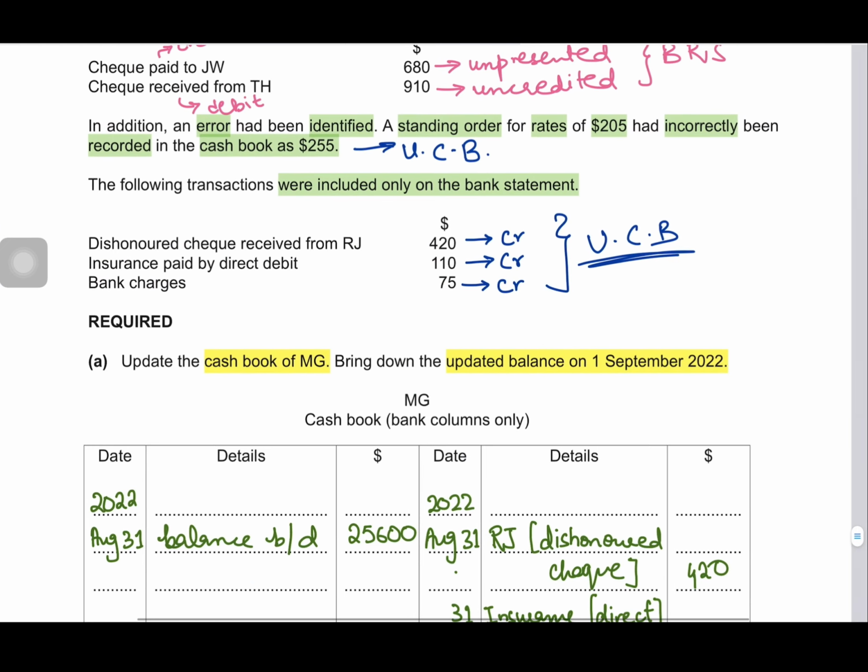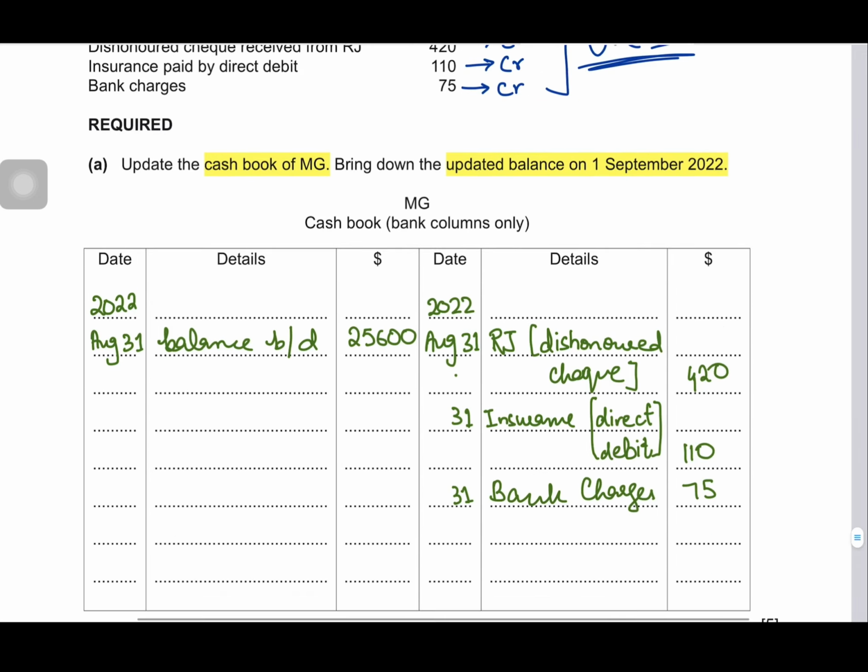The error was we were supposed to record the standing order of rates amounting to 205. However, we have incorrectly credited this transaction with 255. So right now I have overstated my credit side by how much? By $50. In order to correct this error, what should I do? I will increase my debit side so that the overstated amount offsets the error. So 50 should be debited in my updated cash book, same date, for rates, the reason being a standing order.